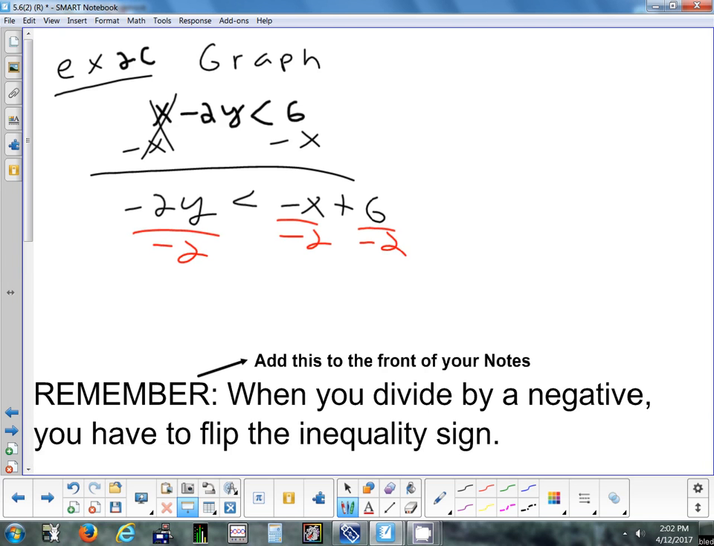Yeah, so guys, go back to the front side of your notes, where it says remember, and write in, when you divide by a negative, you have to flip the inequality sign. We have a thing right underneath the problem. Well, you write it there too, and also write it in the front too. If you forget to flip it, when you go to shade, you're going to shade the wrong side. You'll accidentally shade above when you should have shaded below, or vice versa.